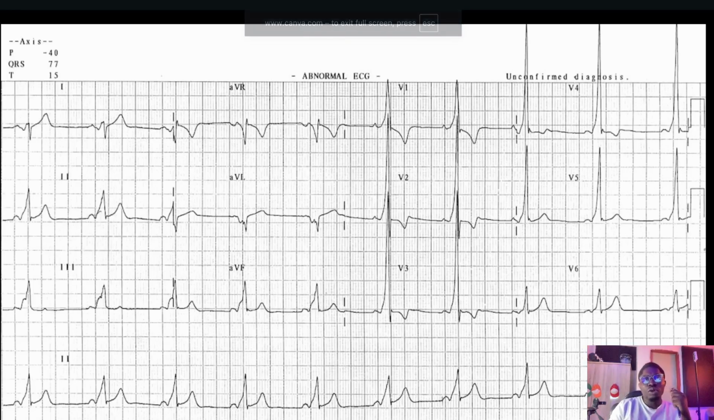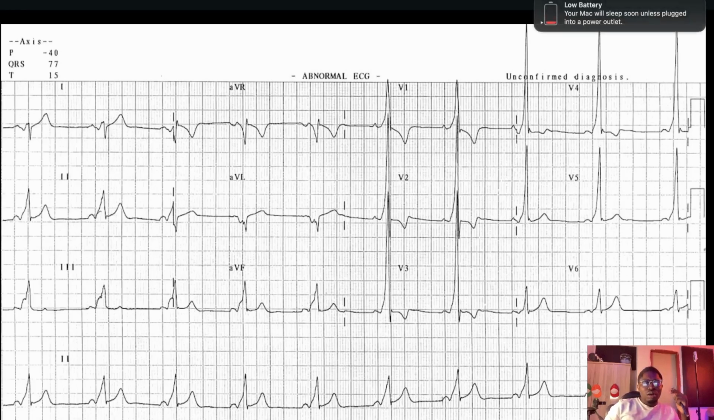Okay, so we'll go ahead and calculate the heart rate, which is going to be 300 divided by 5.5, the number of big boxes between two RR complexes. So 1, 2, 3, 4, 5.5. That gives you a rate of about 55 beats per minute. So sinus, regular, heart rate of 55 beats per minute.